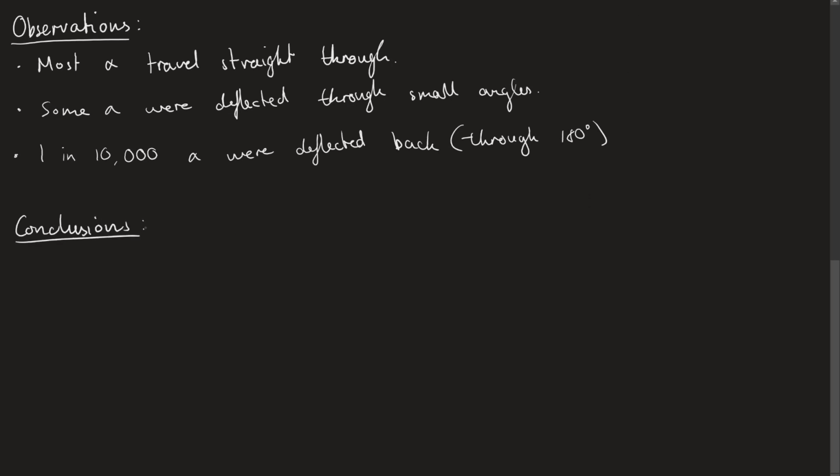So the first one is fairly straightforward. If most of the alpha particles travel completely through this thin sheet of gold foil, it must be mostly empty space. Alpha particles are not exactly small particles, right? There's still 2 protons and 2 neutrons bound together. It's a helium nucleus. It's not tiny. So for it to be able to fit between 2 atoms, it must mean that the atom itself was mostly empty space. Okay, so atoms are mostly empty space was his first conclusion.